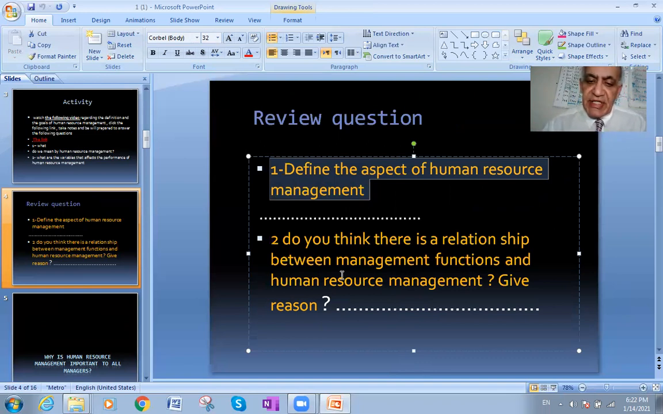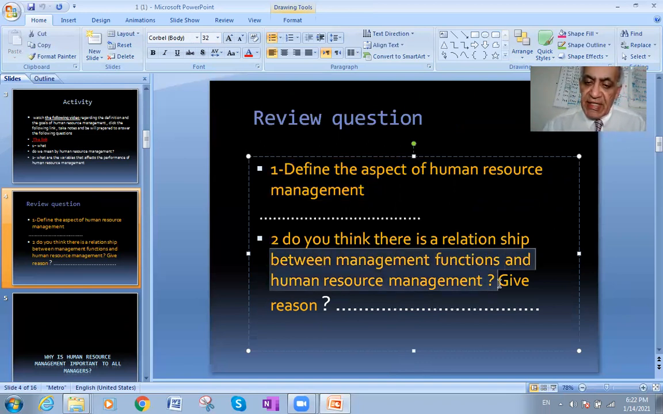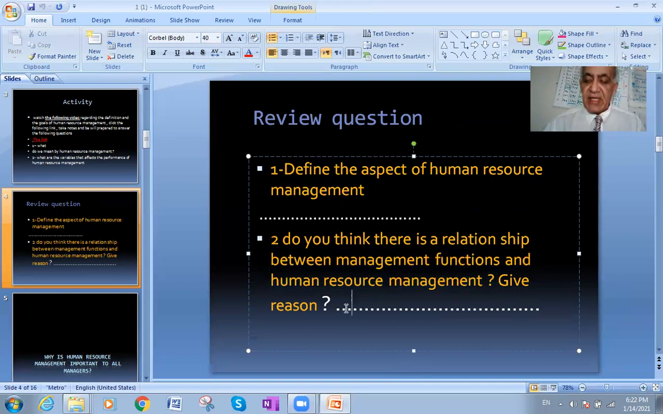Do you think there is a relationship between management function and human resource management? Give reasons. Of course, there is a relationship. This relationship means if the human resource management is doing its job as it's supposed to, then this will be a success for the whole management and for the whole company. The way they do their job right will affect profits and productivity. People will love each other inside the organization. Everything will be in the right place at the right time. So this all goes to the importance of human resource management.